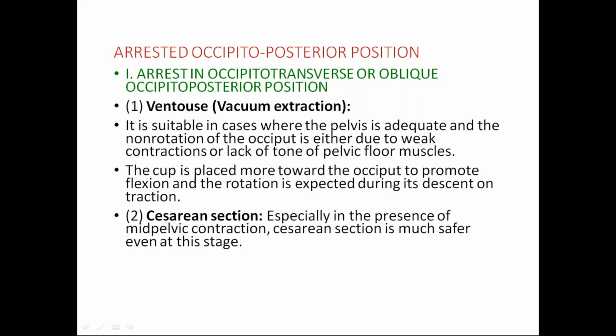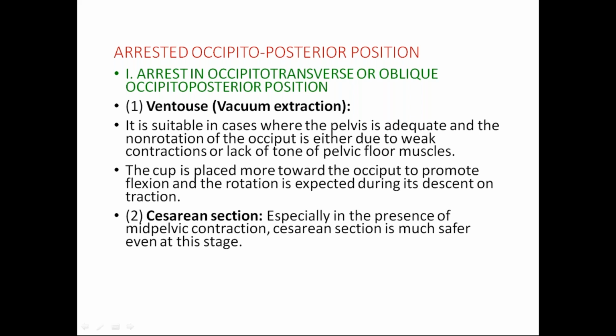In suitable cases, where the pelvis is adequate and the failure of rotation of the occiput is either due to weak contraction or lack of tone in the pelvic floor, because of the lack of recoil of the pelvic muscles, in this case we can do manual rotation. Rotation can be done either with the hand or with forceps.